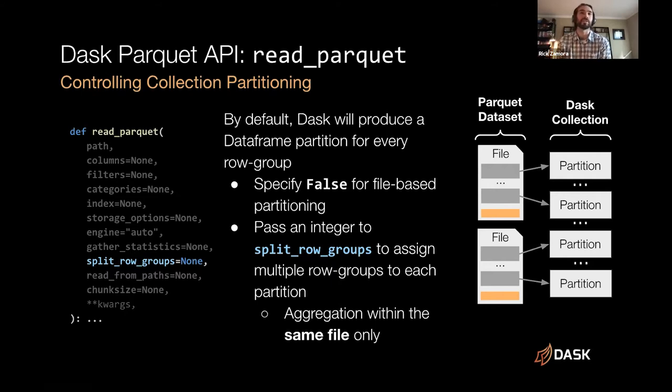Something to keep in mind is this aggregation only happens within files. So if each of your files is just one row group, then it doesn't really matter what you set for split row groups. It's always going to be the same. It's going to be one partition per file.